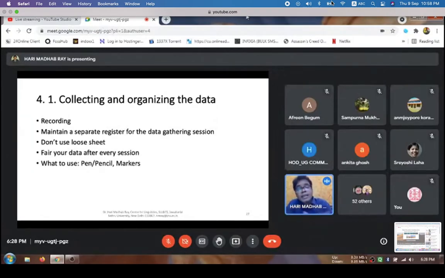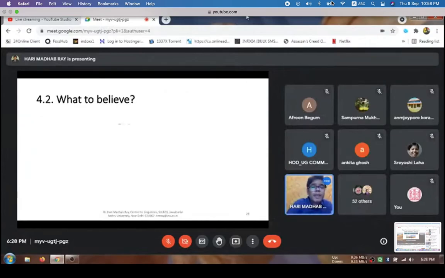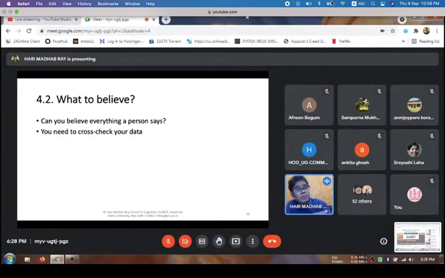And at times we write with pen, pencil, markers, different colors also. And what to believe? Since it's a new language, you do not know anything about that particular language. So can you believe everything a person says? You can say yes, we have to believe, we do not have any other option. But to some extent, you can also cross-check your data with other informants, to see whether the person is saying it right or not.